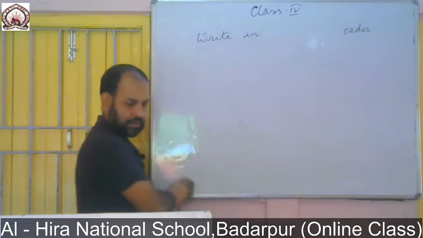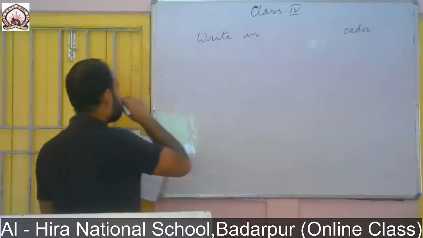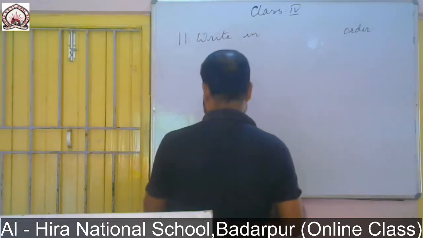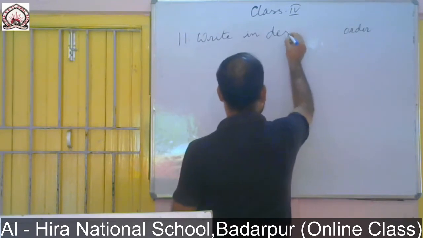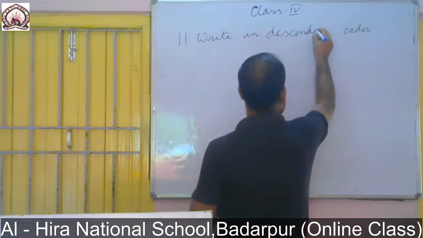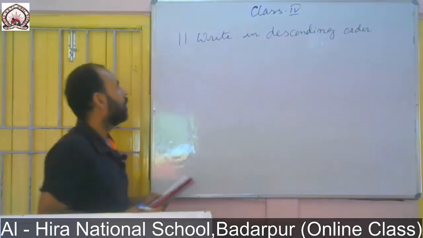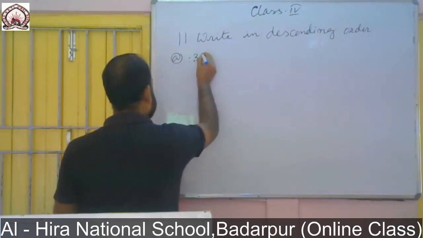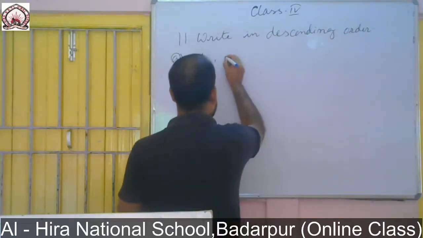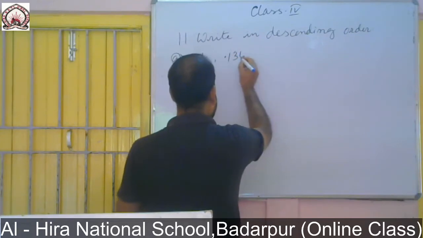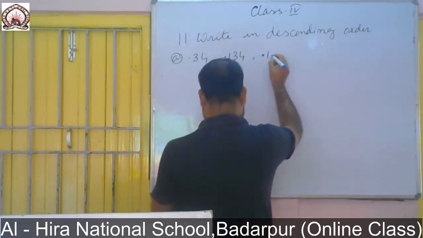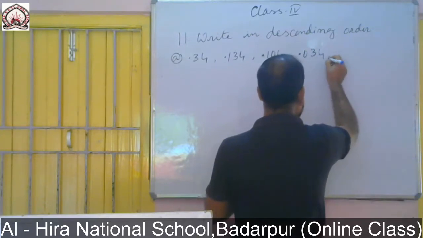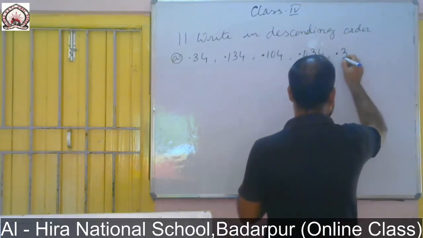Question number 11. Write in descending order. Descending order. So question A: 0.34, B: 0.134, next 0.104, next 0.034, next 0.304.